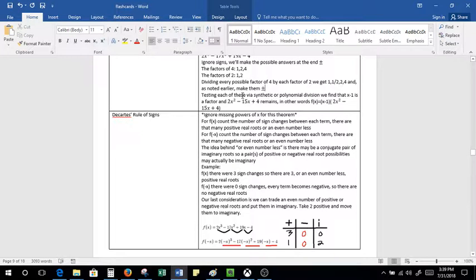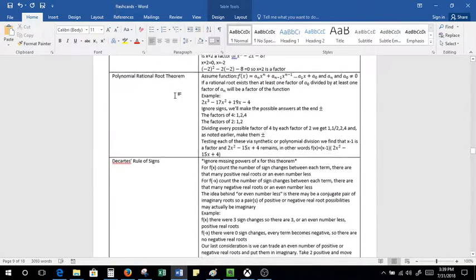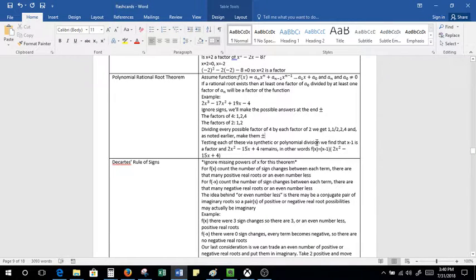If we test these via synthetic division or polynomial division, we will eventually find that x minus 1 is a factor of 2x squared minus 15x plus 4. Or I'm sorry, we'll find that x minus 1 is a factor of 2x cubed minus 17x squared plus 19x minus 4. And that this 2x squared minus 15x plus 4 remains to be factored. In other words, x minus 1 times 2x squared minus 15x plus 4 equals our original function.